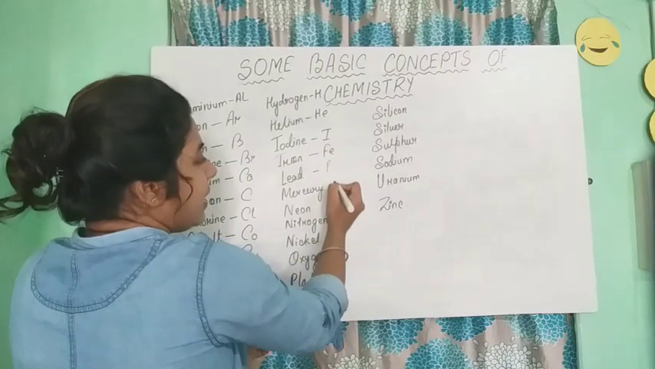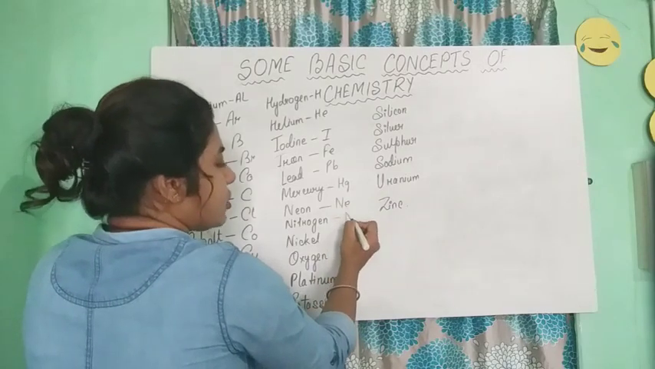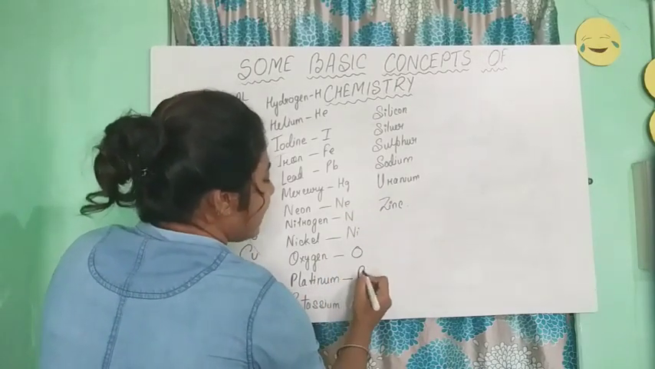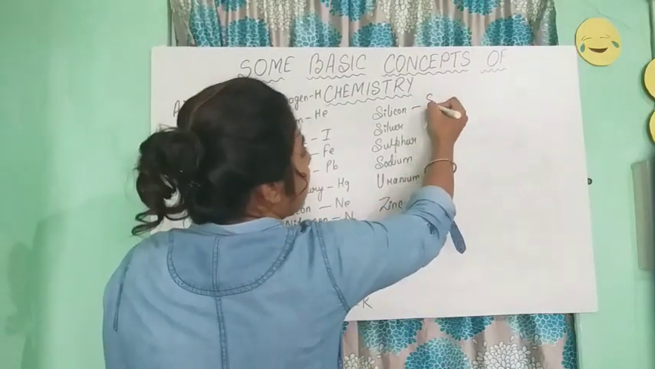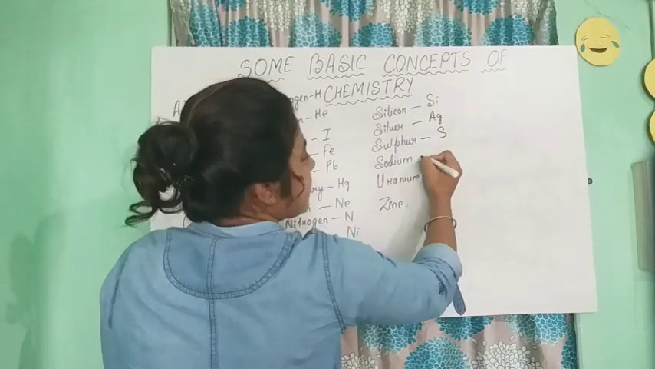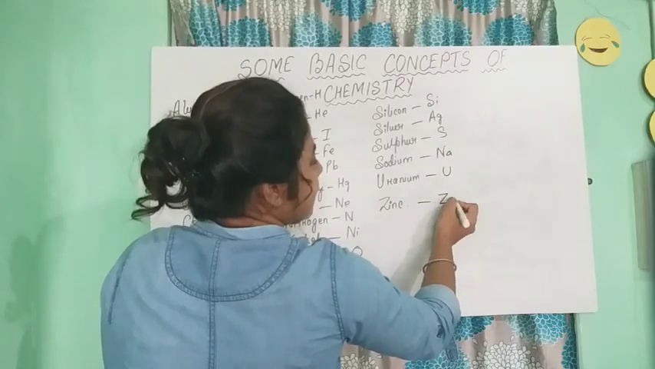Lead, Pb. Mercury, Hg. Neon is your Ne. Nitrogen, N. Nickel, Ni. Oxygen, O. Platinum, Pt. Potassium, K. Silicon is your Si. Silver, Ag. Sulfur, S. Sodium, Na. Uranium, U. And zinc is Zn.